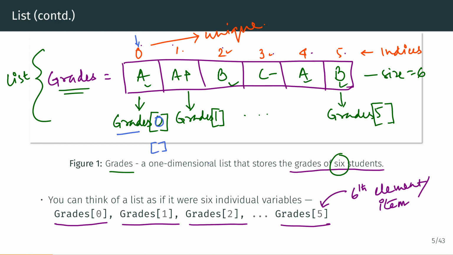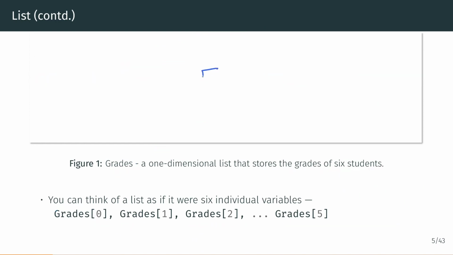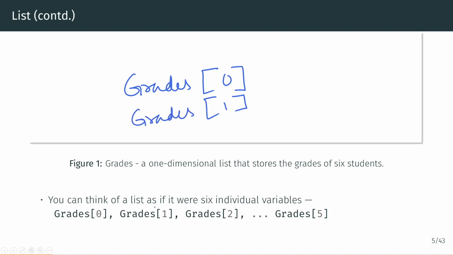And that's how we can use a list. So instead of having 6 variables, grades 0, grades 1, grades 2, 3, 4, 5, we can have a single variable, grades. Just this one variable called grades. And then all of the individual elements of the list can be accessed by the square bracket notation. So when you say grades 0, it means the first element of grades. When you say grades 1, it means the second element of grades, and so on.